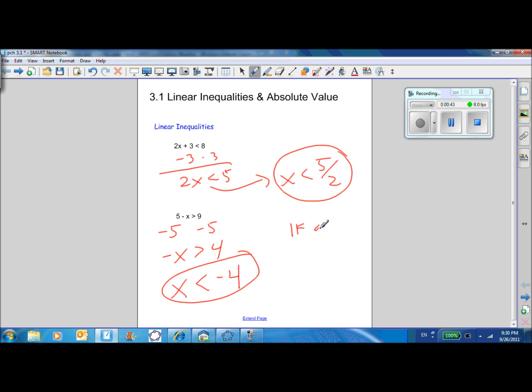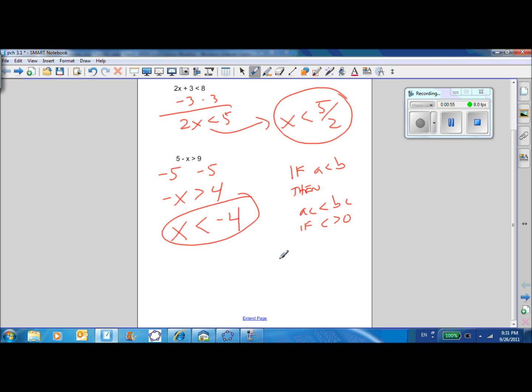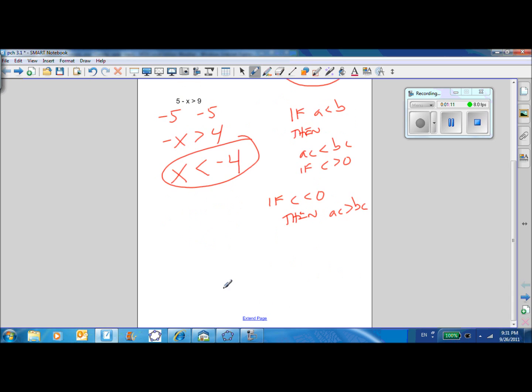If A is less than B, then AC is less than BC if C is greater than 0. If C is less than 0, then you will instead get AC is greater than BC, and you'll reverse the direction of the inequality. If you multiply or divide by a negative number, it reverses the direction of the inequality. And that's just a basic property of our number line.